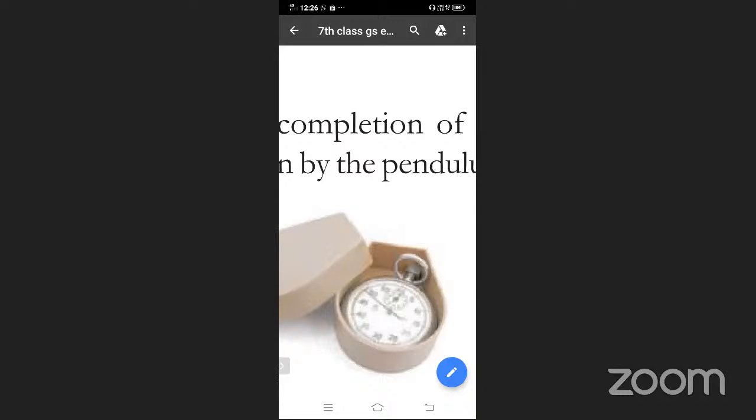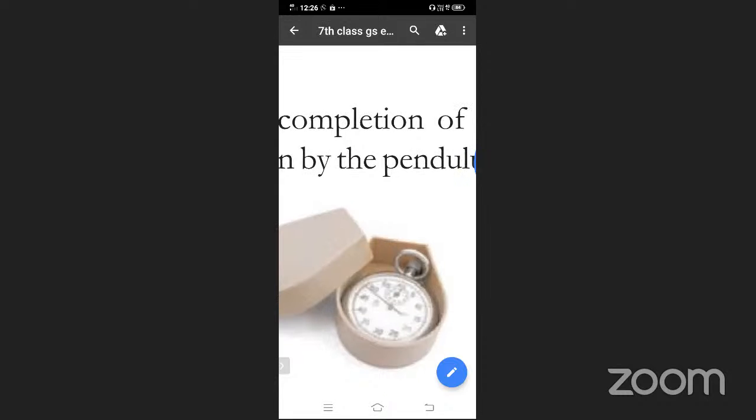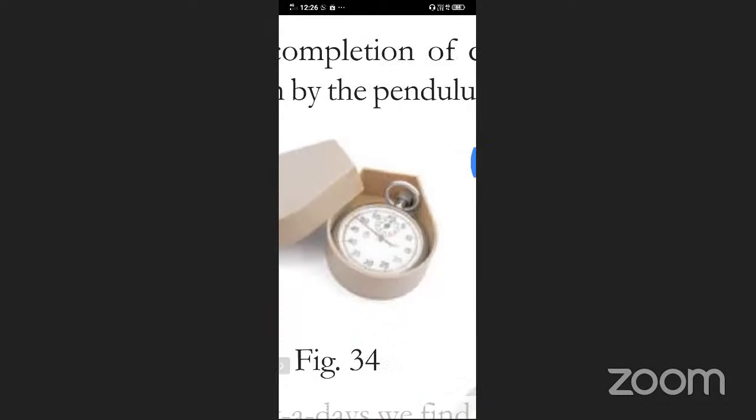Now, measuring time using the stop clock. Children, you know the stop clock. The stopwatches, the stop clocks are used when any games are conducted, or any competition is going on between 2 people.